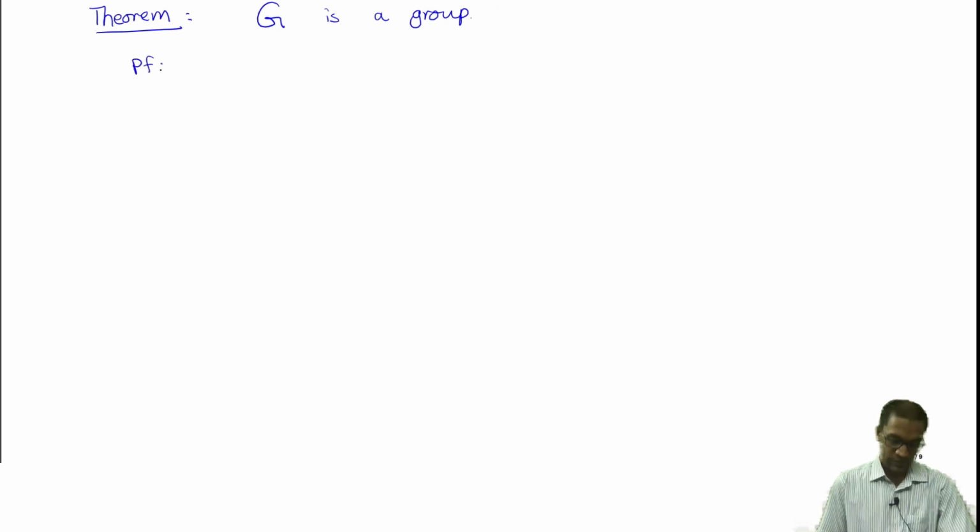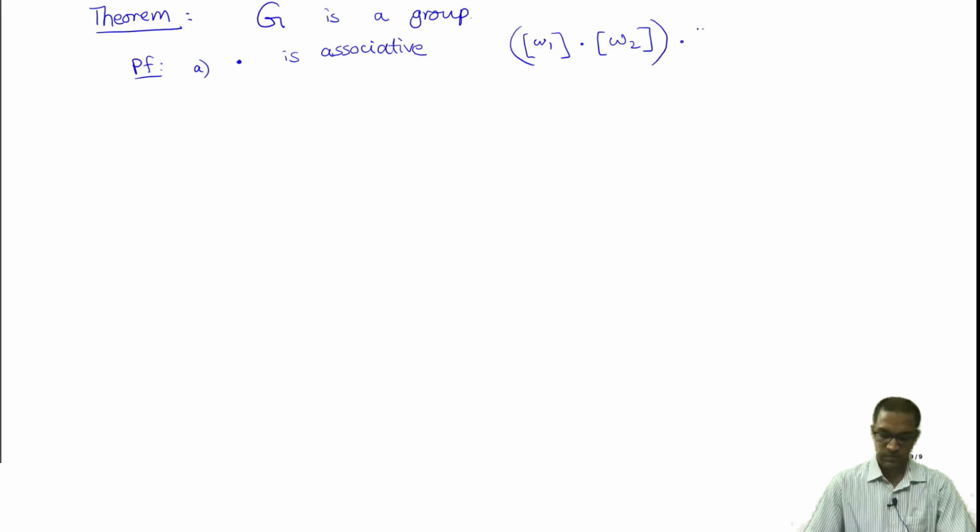Okay, proof. Well, what all do we need to show? We need to show that the binary operation is associative. Okay, why is it associative? So we'll show that first. Observe the definition said if I take W1 multiplied by W2. Okay, let's just write out the definition of associativity here. This by definition is W1 star W2, the equivalence class of the concatenation, multiplied by the equivalence class of W3. Okay, which by definition again is the equivalence class of W1 star W2 star W3.